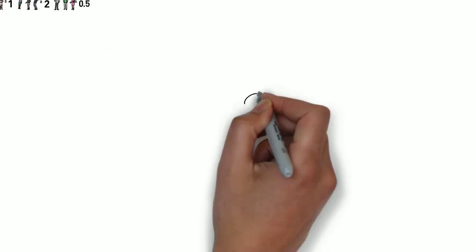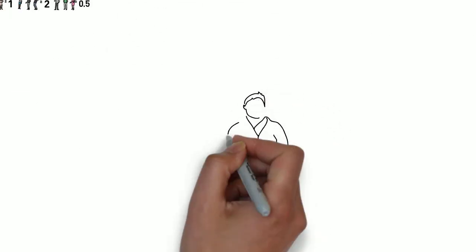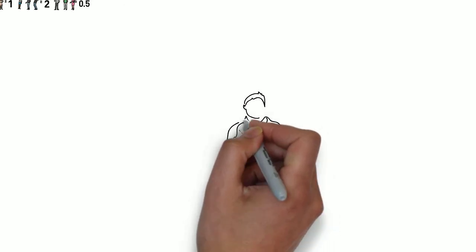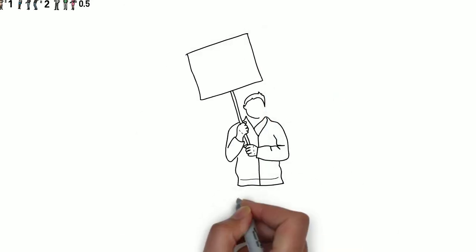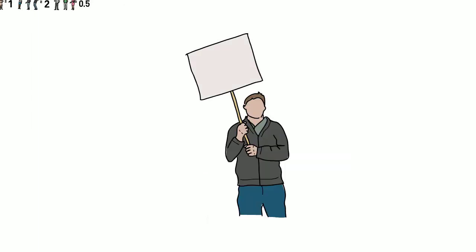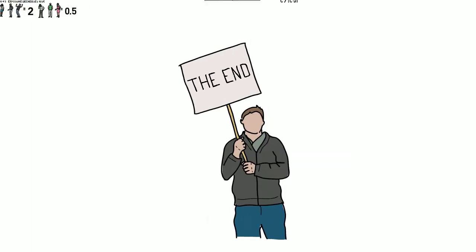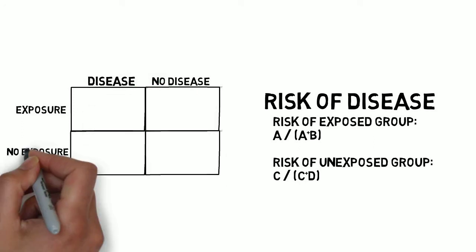Thanks for watching our video using a 2x2 table to calculate risk of disease, risk ratio, attributable risk, and attributable risk percentage. We hope you enjoyed. When you see risk questions on your board exam, just remember, it doesn't have to be risky business. Just use your 2x2 table.